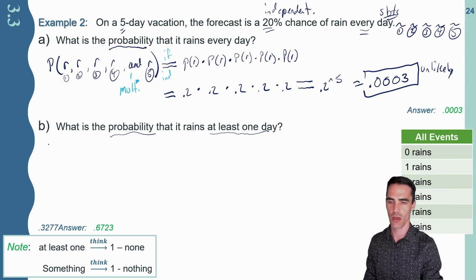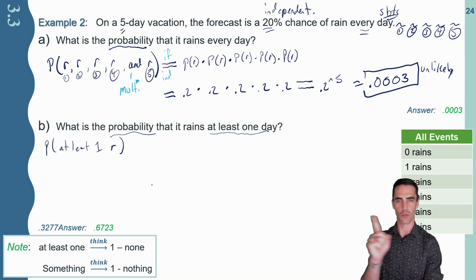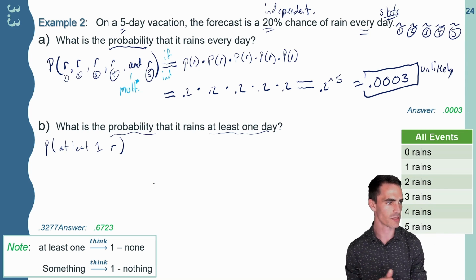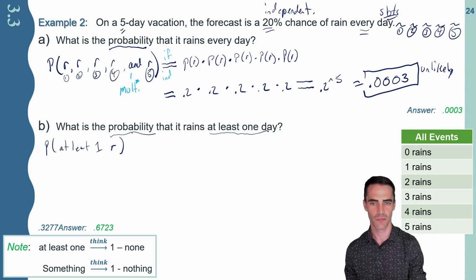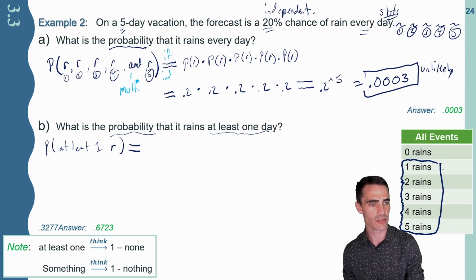Let me write it like this. We'll write probability of at least one day. Or you can put at least one R to keep with our rain on every day. So I'm looking at at least one rain. Let me slide over here just a bit and we can look at the table we have above. At least one, well, one day would be good. That's what I want, at least one day. 2 days would also be good. 3, yes. 4, yes. 5. In fact, at least one day references all these things. This is what I want.